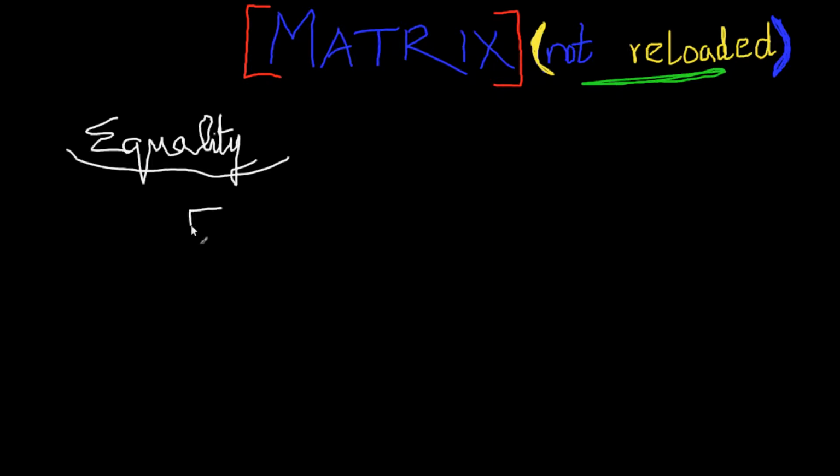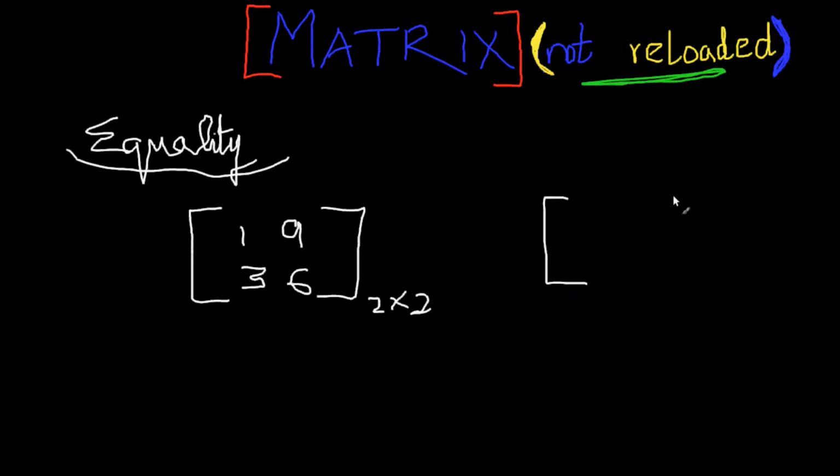So guys, if I have two matrices like 1, 9, 3, 6, and what is the order? It is 2 by 2. And I have another one whose order, guys, is again 2 by 2. So it's going to have 4 elements, 2 in each row. So guys, there will be 6, 4, 3, and let it be 4, 8, 7, and 2.